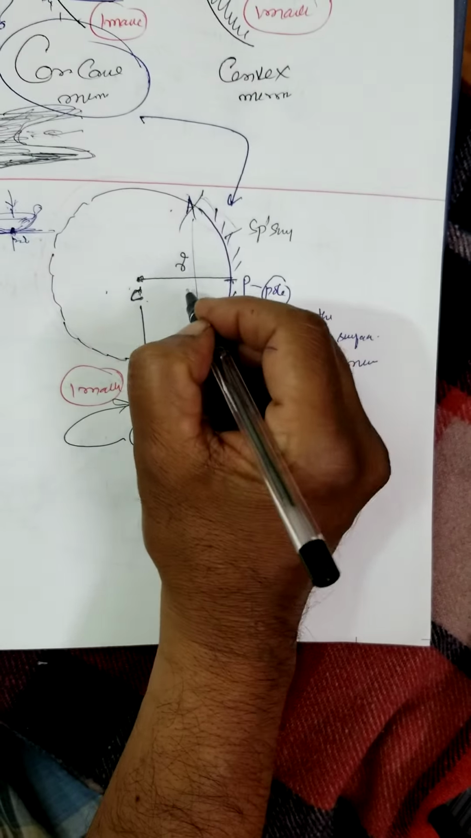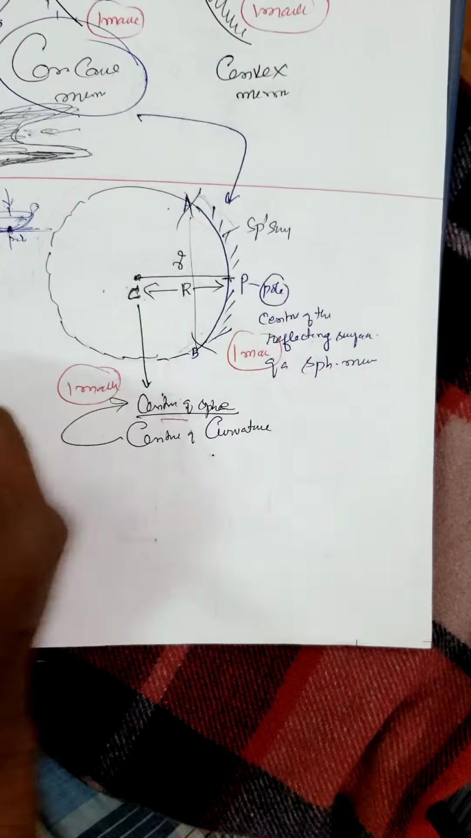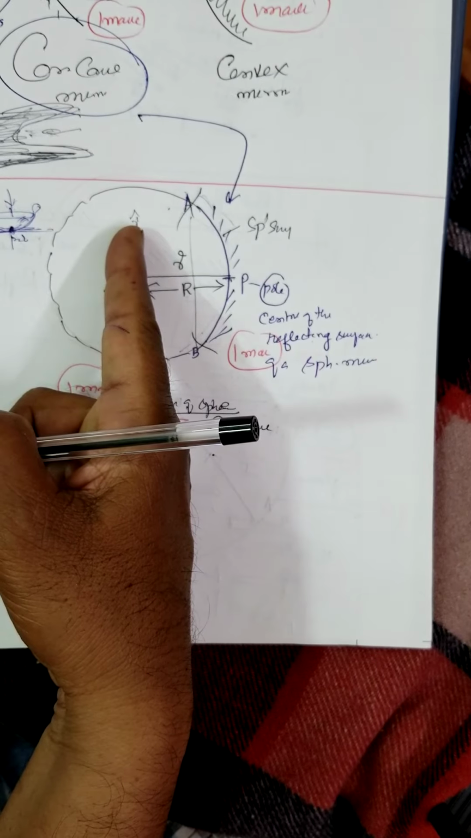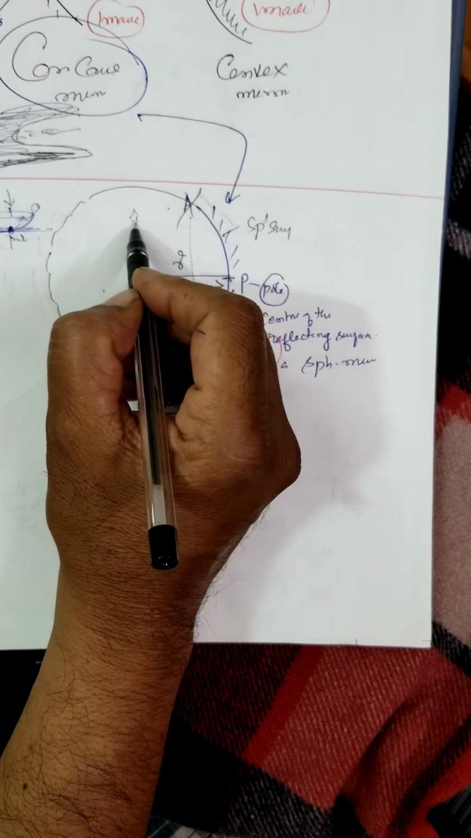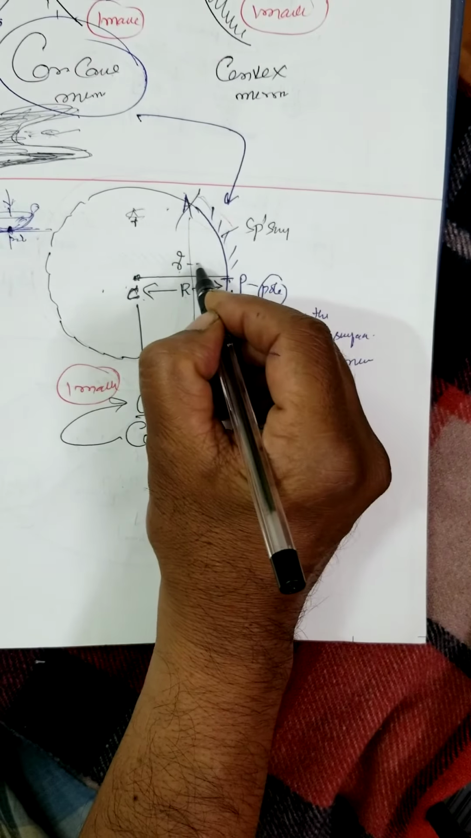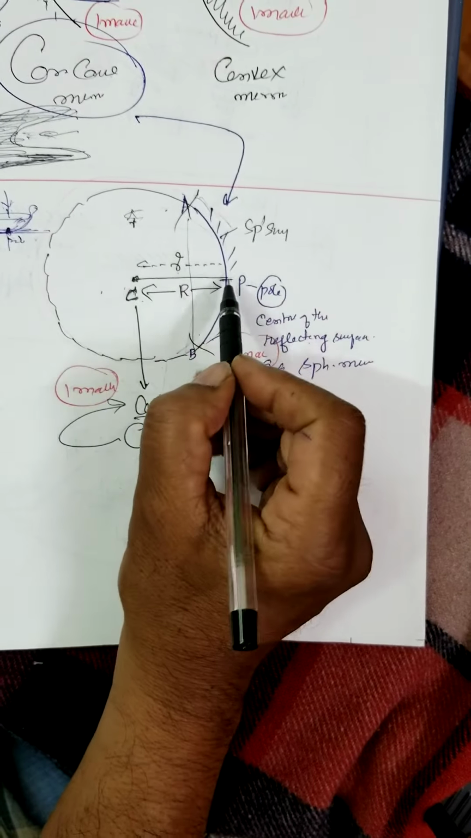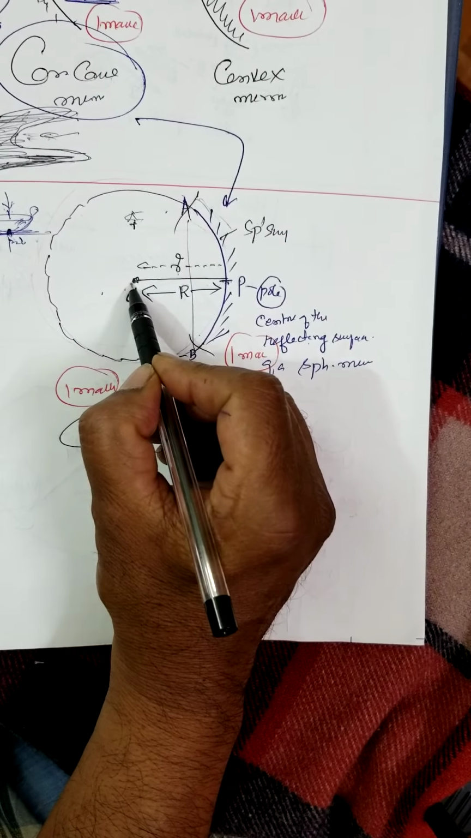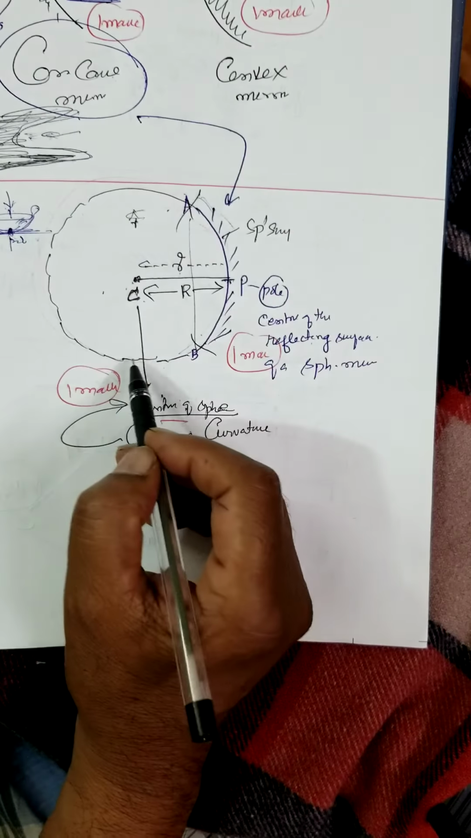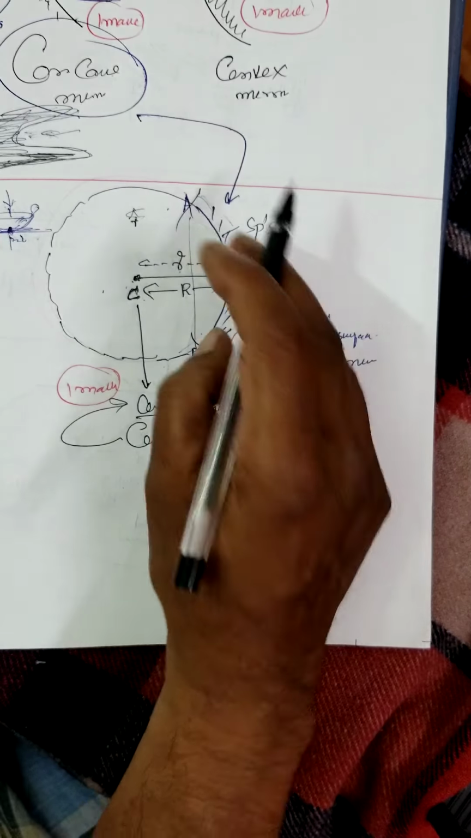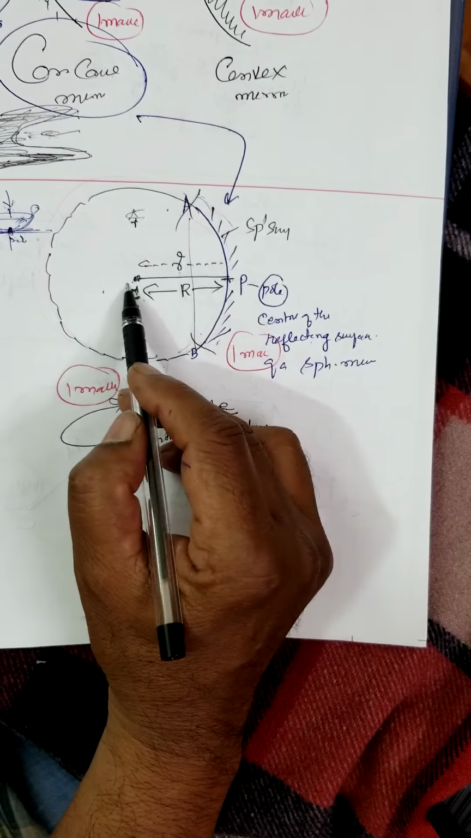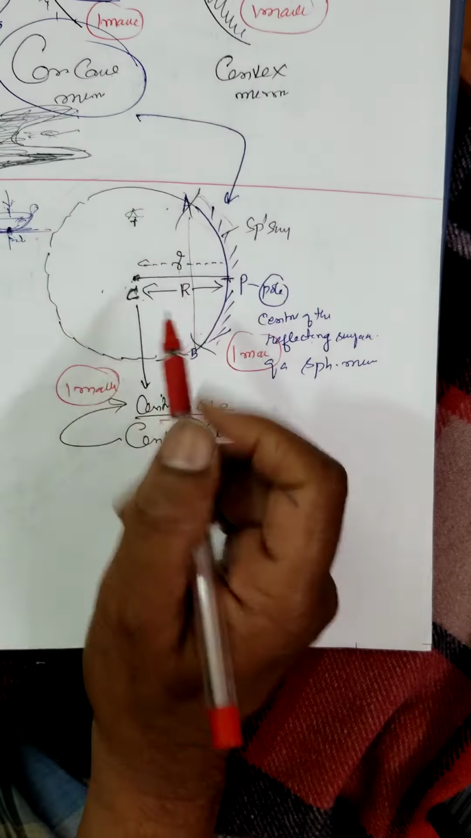Sometimes they write R, in some textbooks capital R. See, R is the radius of curvature. This is R. Radius of curvature is the distance between the pole and the center of curvature. Radius of curvature is the radius of the sphere of which the spherical surface is a part. Again, you have to say this is the radius of the sphere, the distance between the pole and the center of curvature. And what is the principal axis?